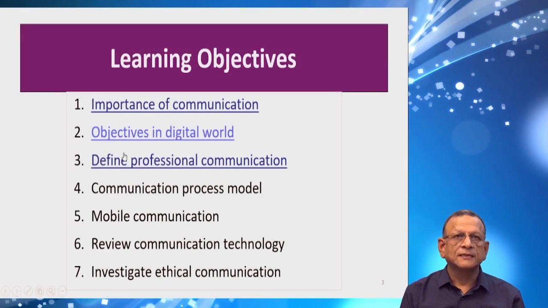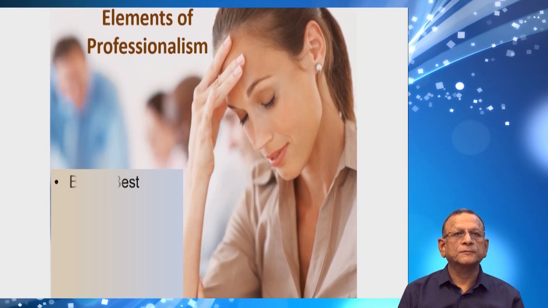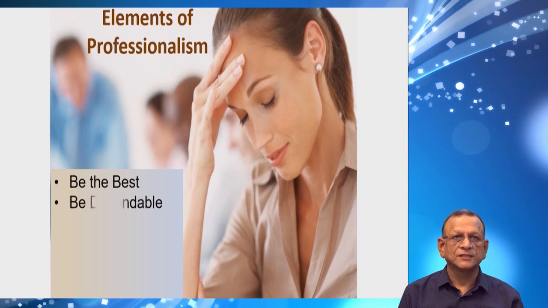Now friends, let's talk about section 1.3, which defines what professional communication is and how you are supposed to communicate as a professional. Now the question is, who is a professional? What are the elements of professionalism? So, there are 6 elements of professionalism. 1, be the best. 2, be dependable.